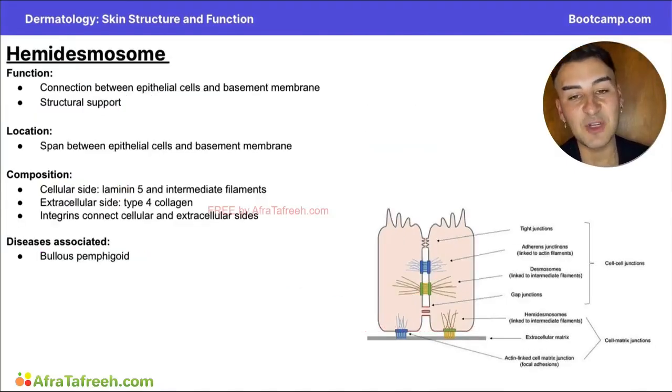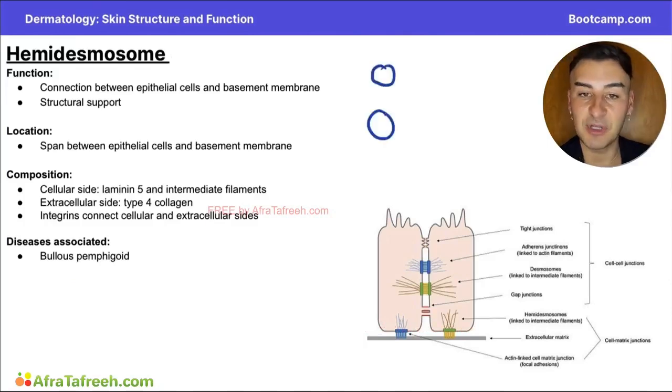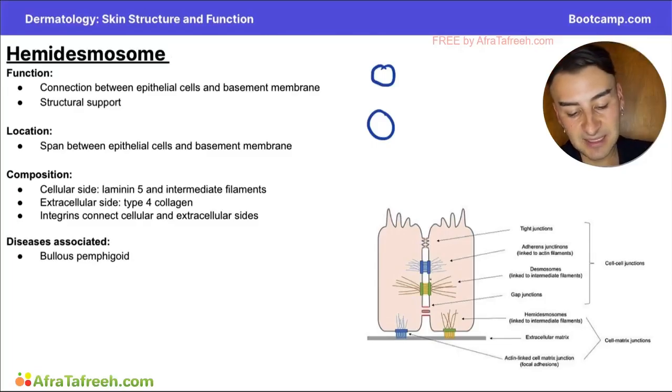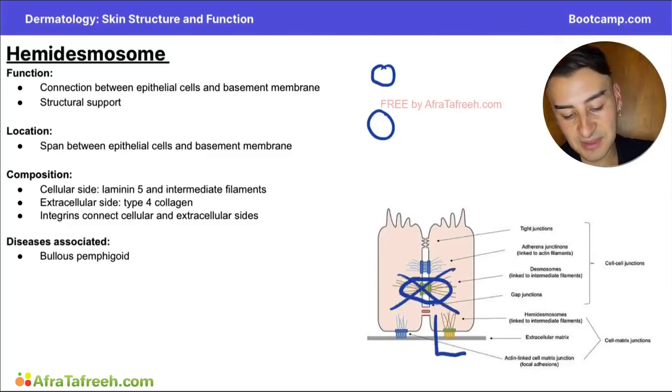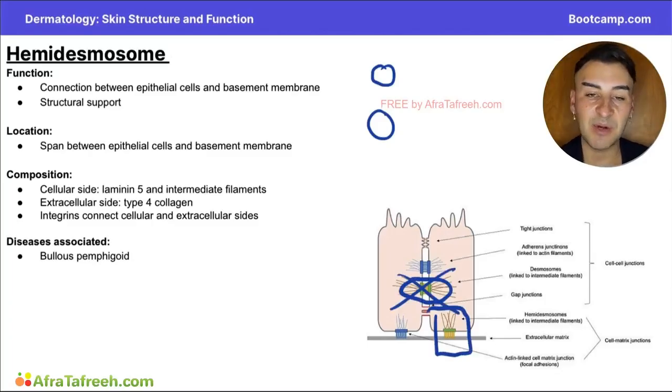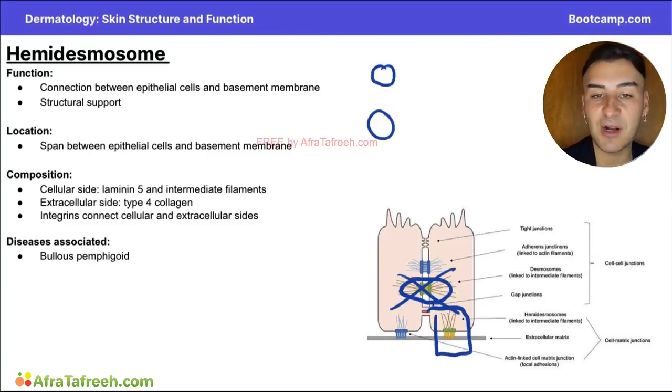Now, hemidesmosomes are like half of a desmosome, so we still have our buttons, really strong, connected to intermediate filaments, but now, instead of connecting two adjacent epithelial cells, we are now connecting an epithelial cell to the basement membrane. So, the support function is still the same, it's just a matter of location.